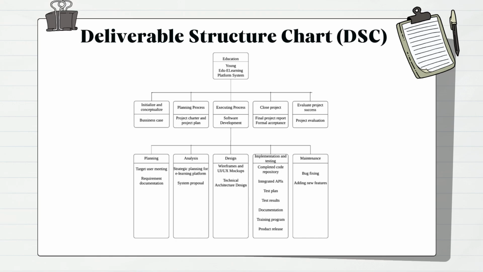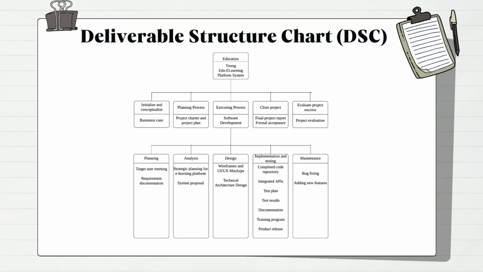This is the process flow for developing the Young Edu e-learning platform system. This project is structured into 6 key phases, each vital to successful completion and maintenance of the platform. Here is an overview of the process: initialize and conceptualize, planning process, executing process, close project, evaluate project success, maintenance. Each phase plays a crucial role in ensuring the platform meets user needs and operates efficiently.